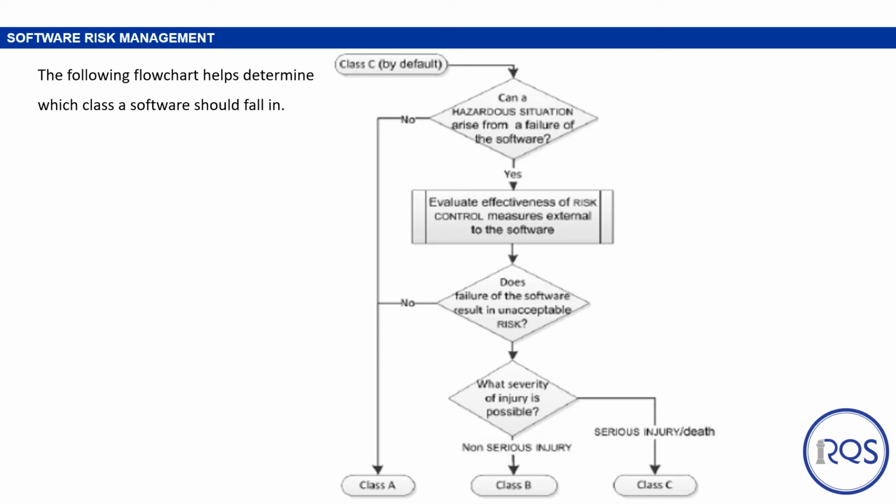And then we need to consider, does failure of that software result in an unacceptable risk? If no, then perhaps we can go to Class A. If yes, however, then we need to also consider, what is the severity of injury possible? And if there's no serious injury possible, then perhaps we can classify as Class B. If serious injury is possible, again, then we classify as Class C.